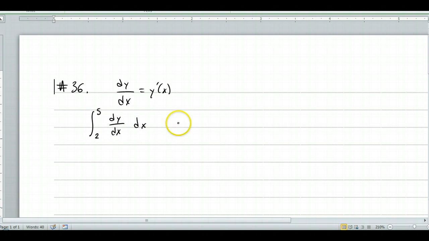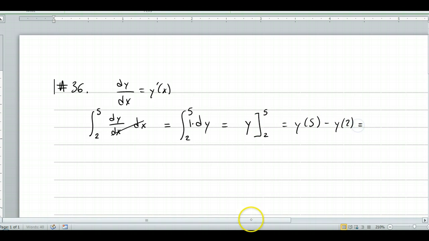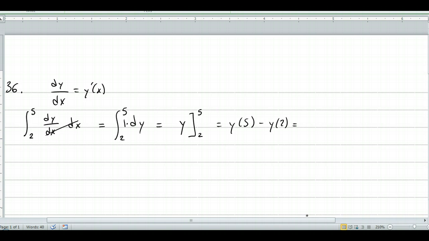Now this question is really not difficult, right? It's the integral from 2 to 5. You could simplify this to dx of dy, right? And we know the antiderivative of dy is 1 times dy. So it is y between 2 and 5, which is y of 5 minus y of 2. y of 5 is 50. y of 2 is 4. So it should be 46, and 46 is A.